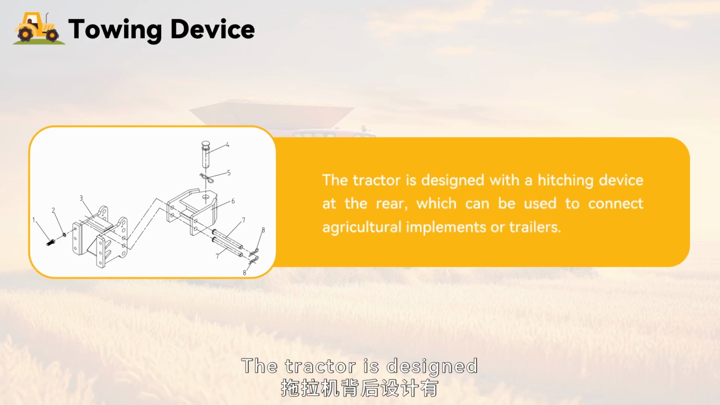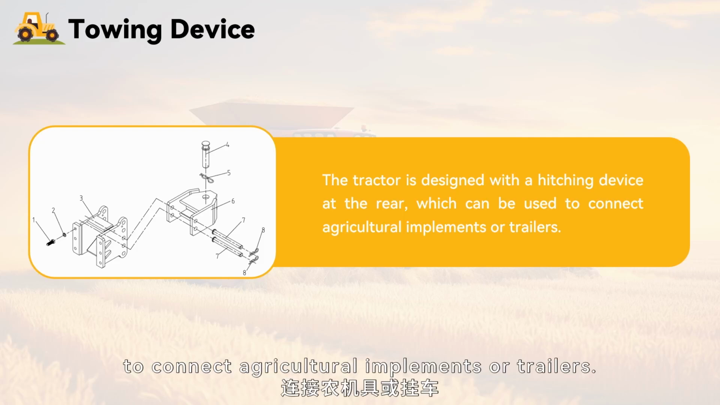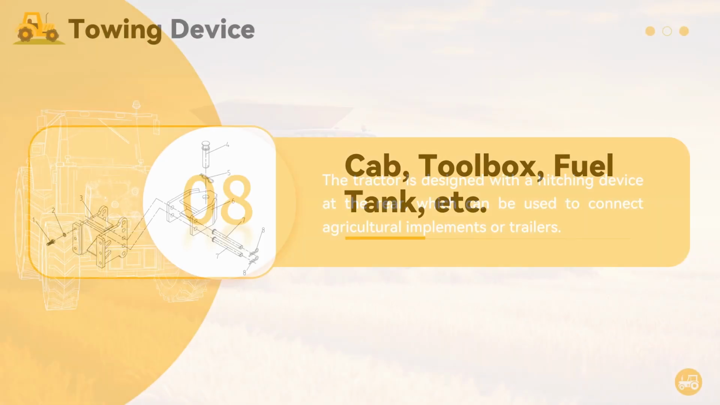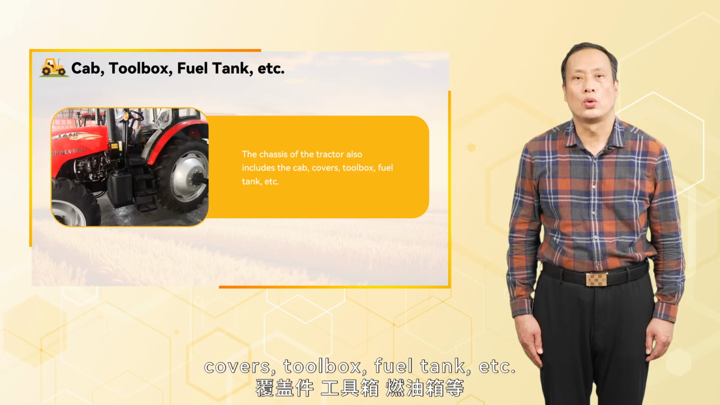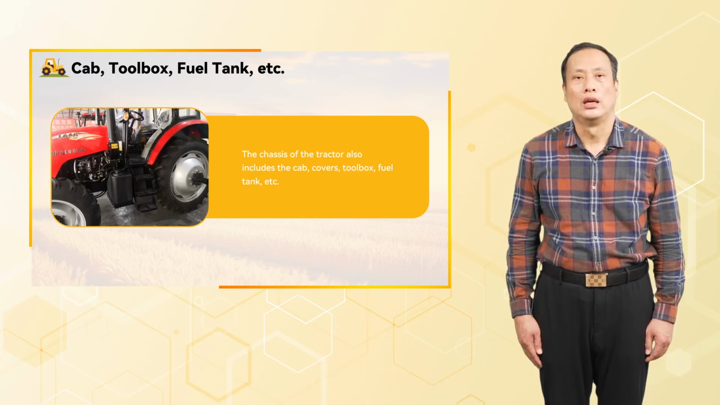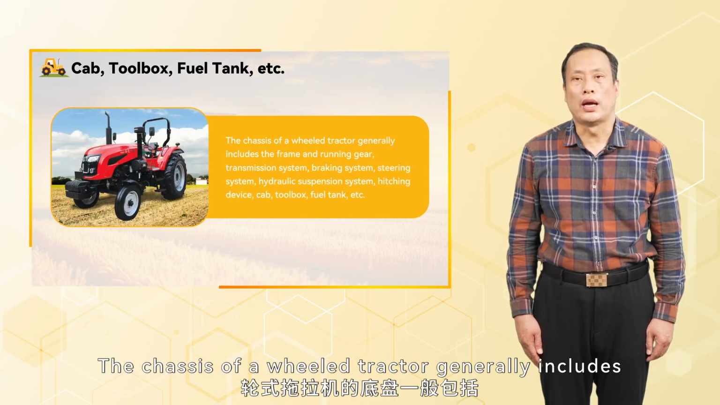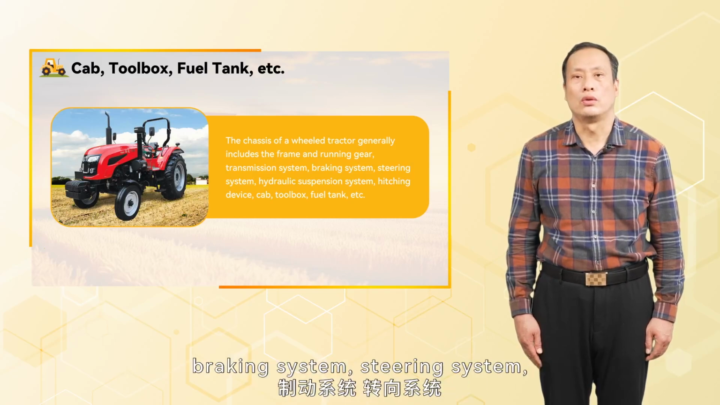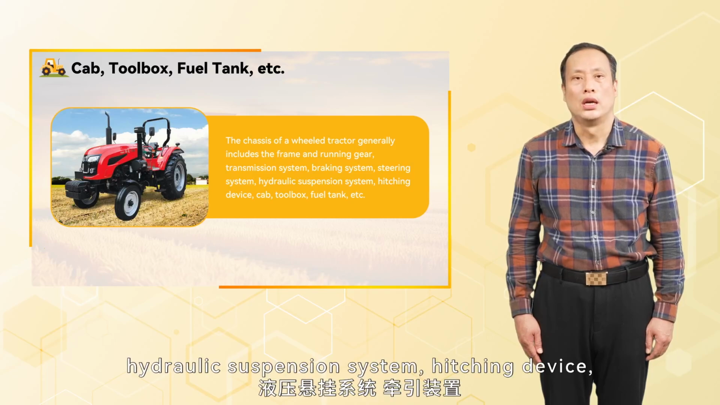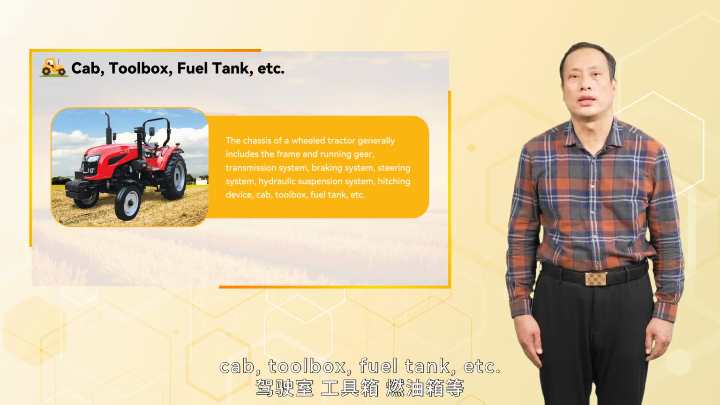The tractor is designed with a hitching device at the rear, which can be used to connect agricultural implements or trailers. The chassis of the tractor also includes the cab, covers, toolbox, fuel tank, etc. The chassis of a wheeled tractor generally includes the frame and running gear, transmission system, braking system, steering system, hydraulic suspension system, hitching device, cab, toolbox, fuel tank, etc.